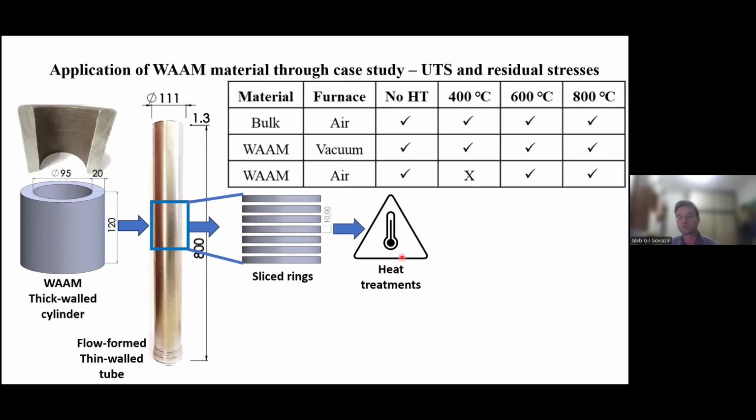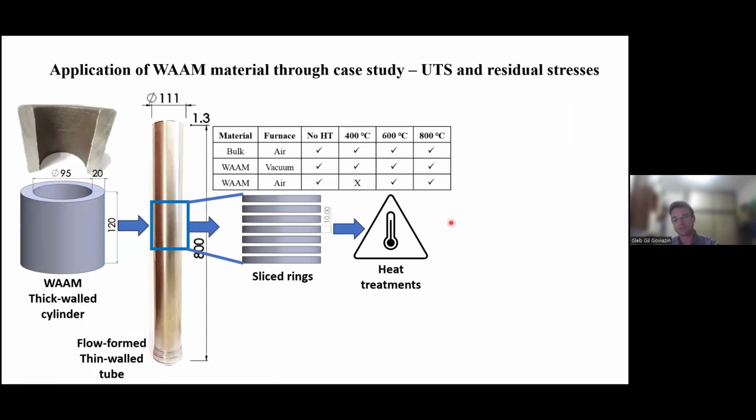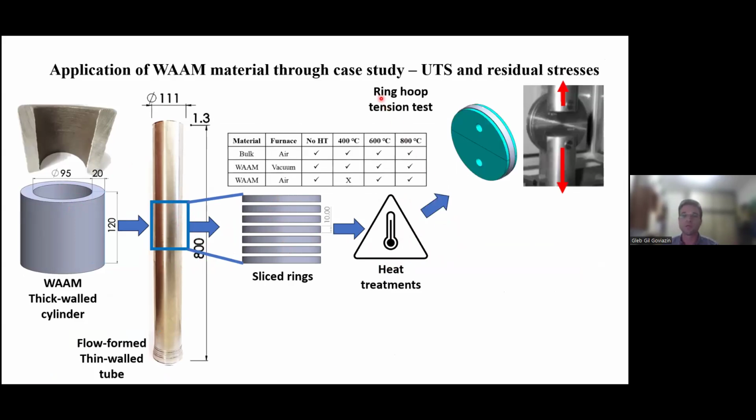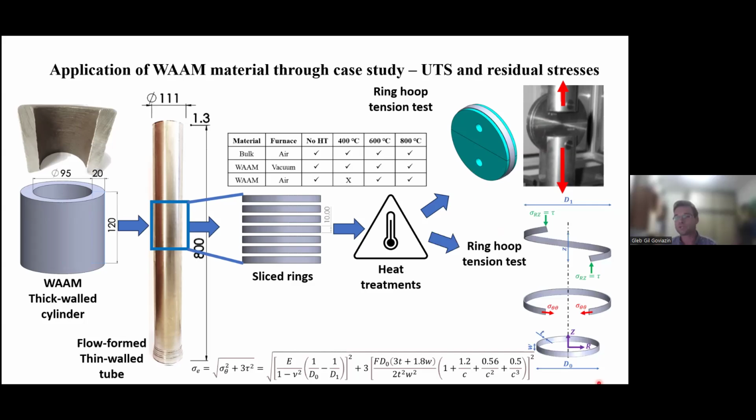The idea was to reduce the residual stresses to a minimum while retaining these high UTS points. Each set of rings was then tested using a ring hoop tension test, as you can see here, and it was sliced open and the deflection was measured. This deflection measurement led us to the calculation of the residual stresses of the material.